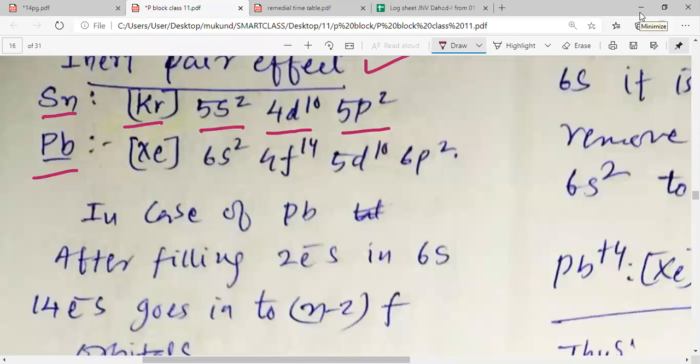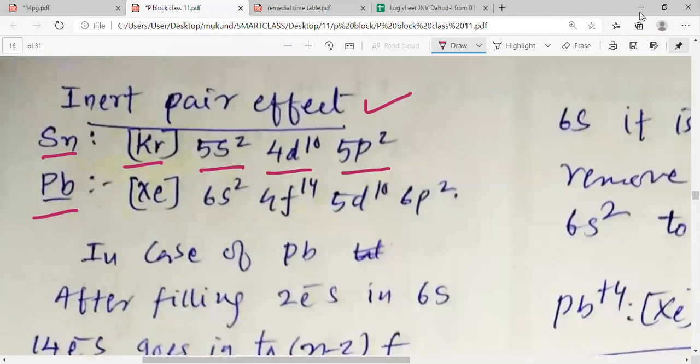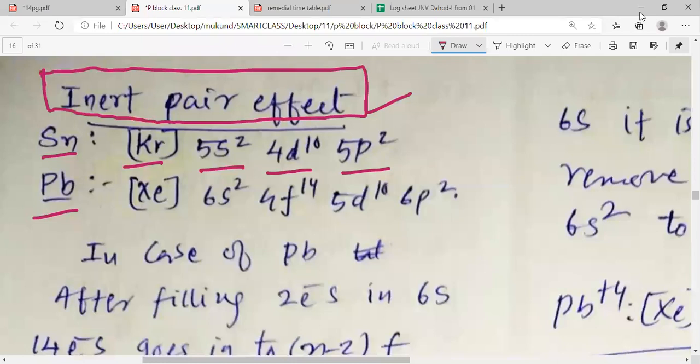What can you see on the screen, dear students? What is written on the screen? Can you see this, what I have underlined? Yes, sir. Inert pair effect. Yes, sir. Okay, thank you.